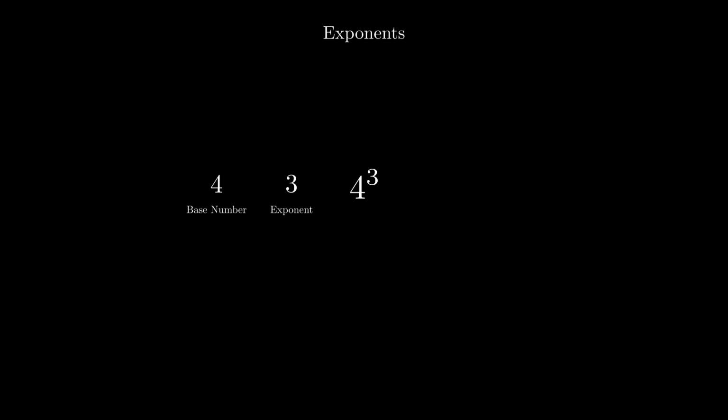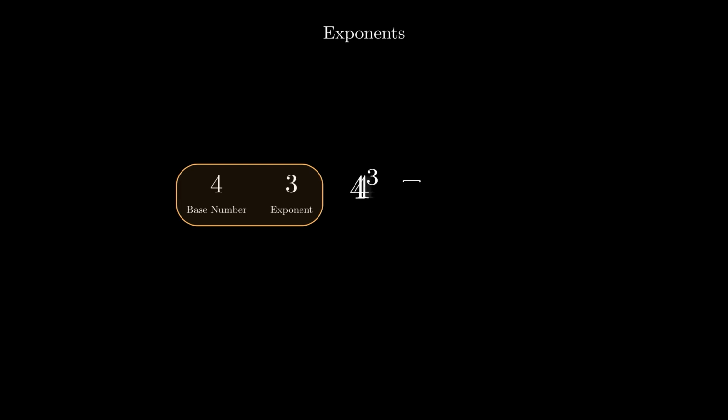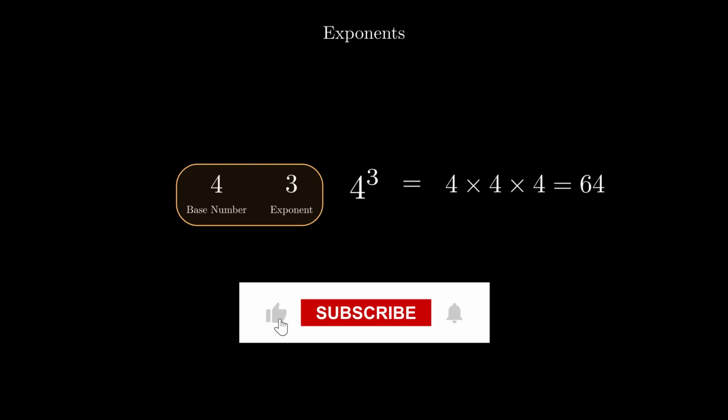An exponent is a number that tells us how many times to multiply a base number by itself. So in this case, 4 raised to the power of 3 means 4 times 4 times 4, which equals 64. We are basically multiplying 4 by itself 3 times.